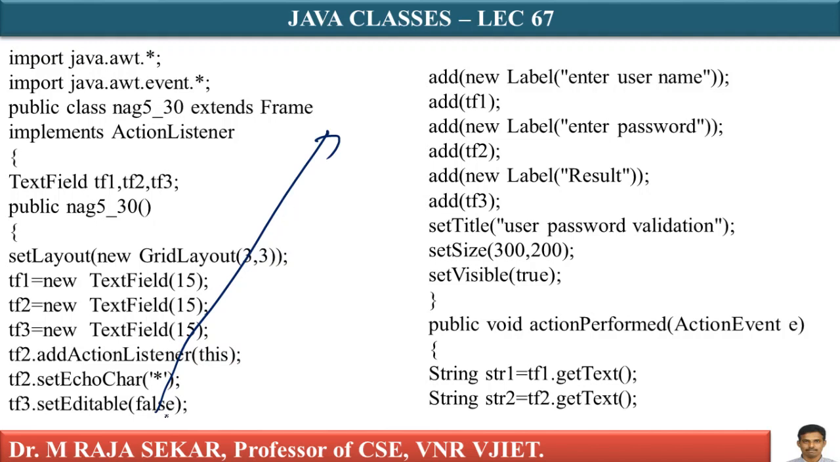You cannot edit anything in the third text field. It is programmed to display some result in TF3, isn't it? That's the result field. What is this? Add new label, enter username.